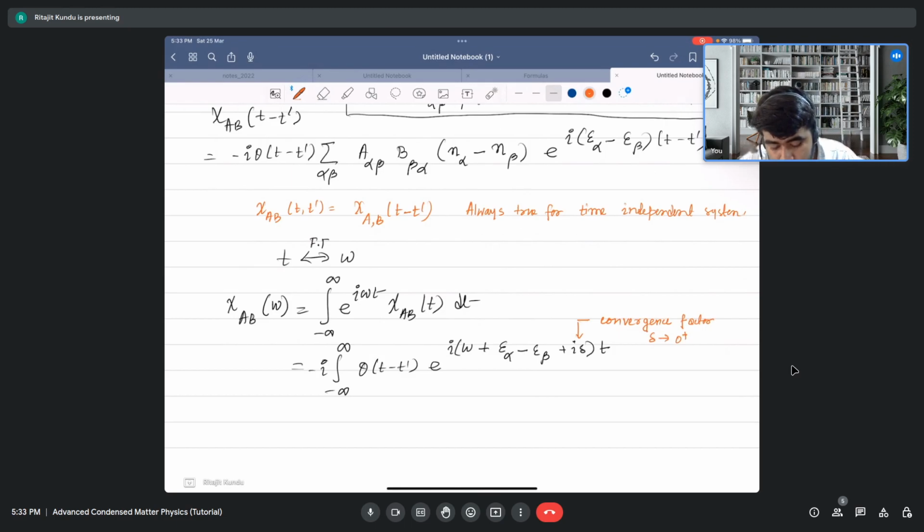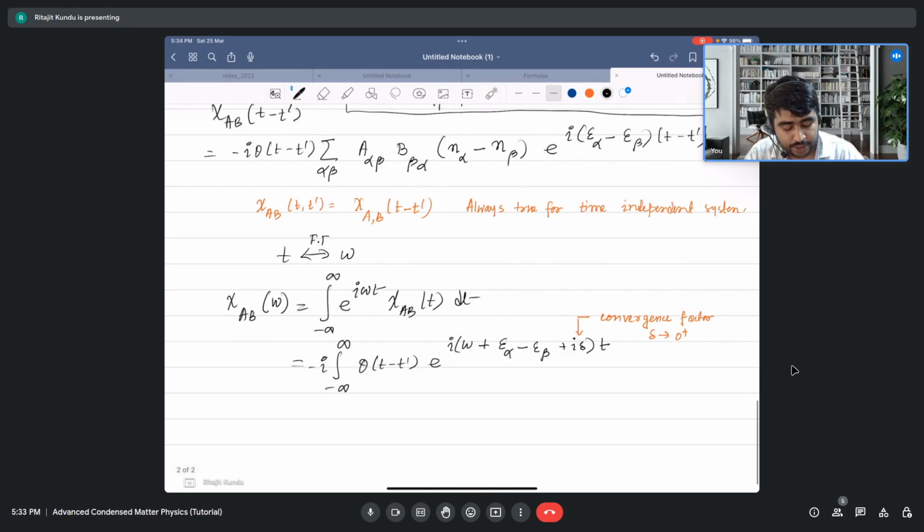That gives a nice way of calculating this, so that you don't have to worry how this behaves as t goes to infinity. You see that this is an oscillatory function, and to get some kind of solution, we need to truncate that oscillation. What this i delta in the exponent does is, when t is very large, the exponent just becomes minus delta t. Since delta is very small, it becomes e to the power minus some small constant times t, and you see that it goes to 0 very fast. That is what the convergence factor does, and it is a trick that we always use in many body physics and in quantum field theory calculations.